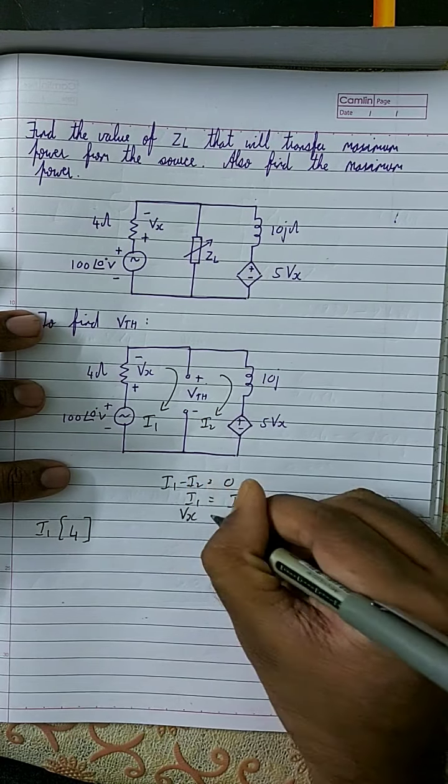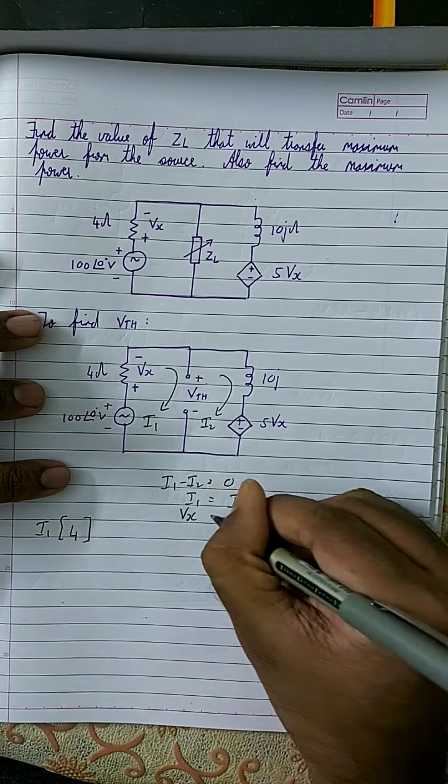So here you have I1 into 4, plus, now the voltage over here is VTH, right? VTH, and this current I1 is flowing from a higher potential to a lower potential.